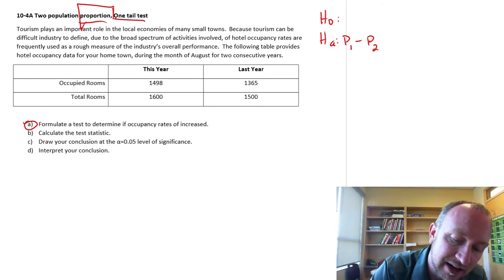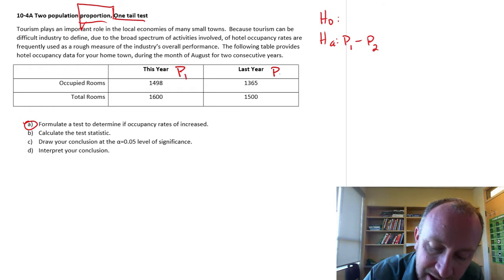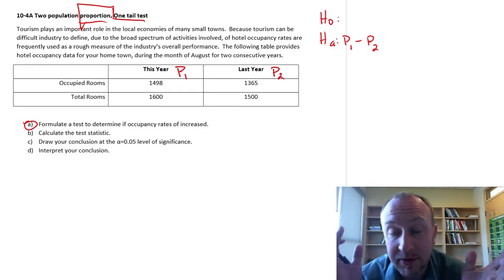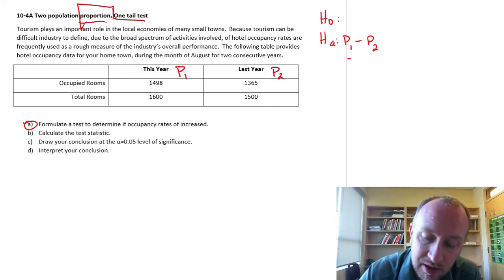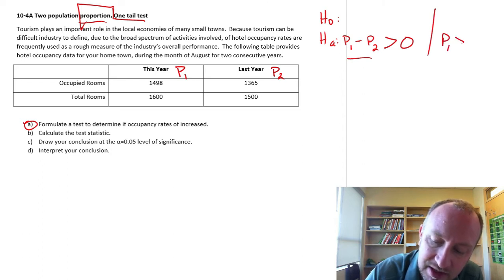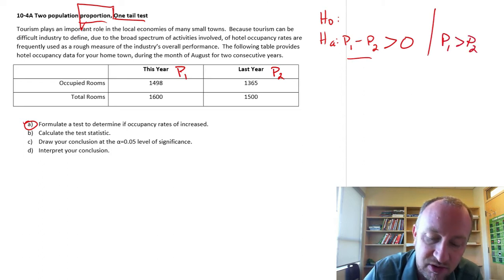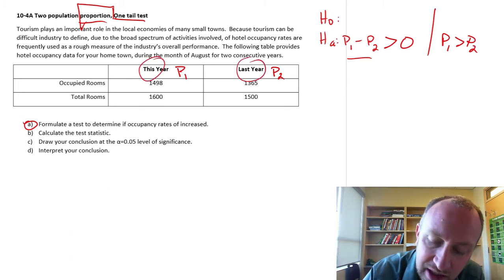That means I'm going to define population 1 as this year, or proportion 1 is this year, and last year will be proportion 2. So that when I have this difference, P1 minus P2, I want to show that it is positive, which is the same as saying P1 is greater than P2. That would show that the proportion this year is greater than the proportion last year.